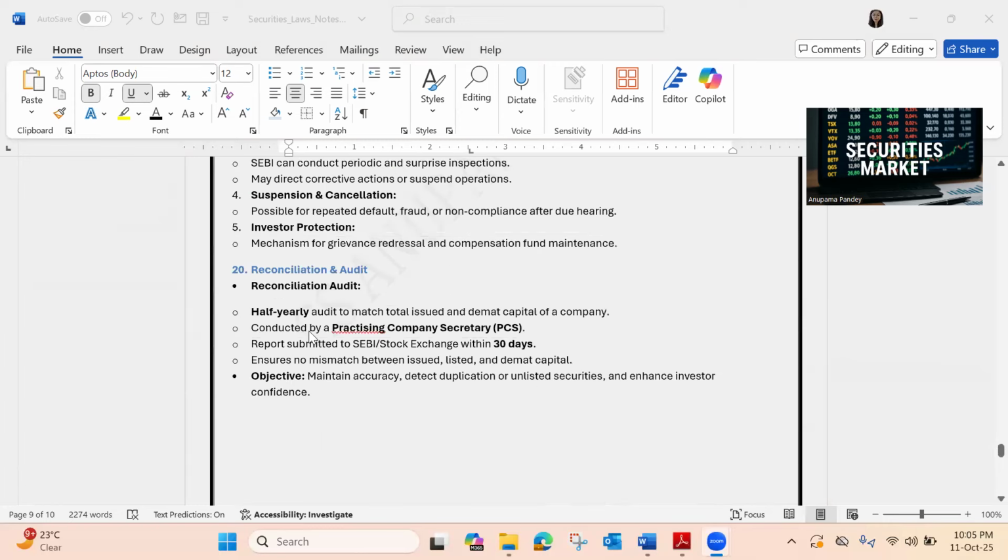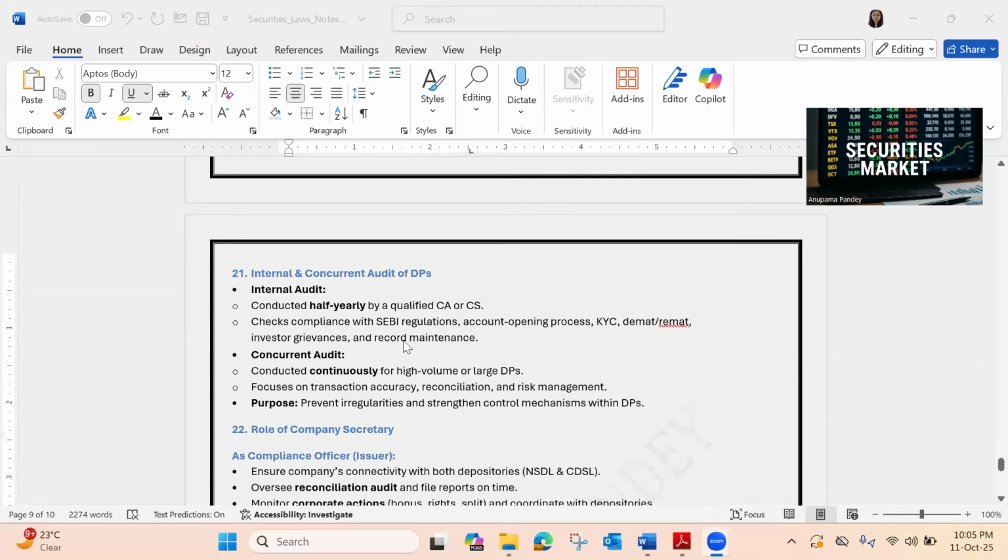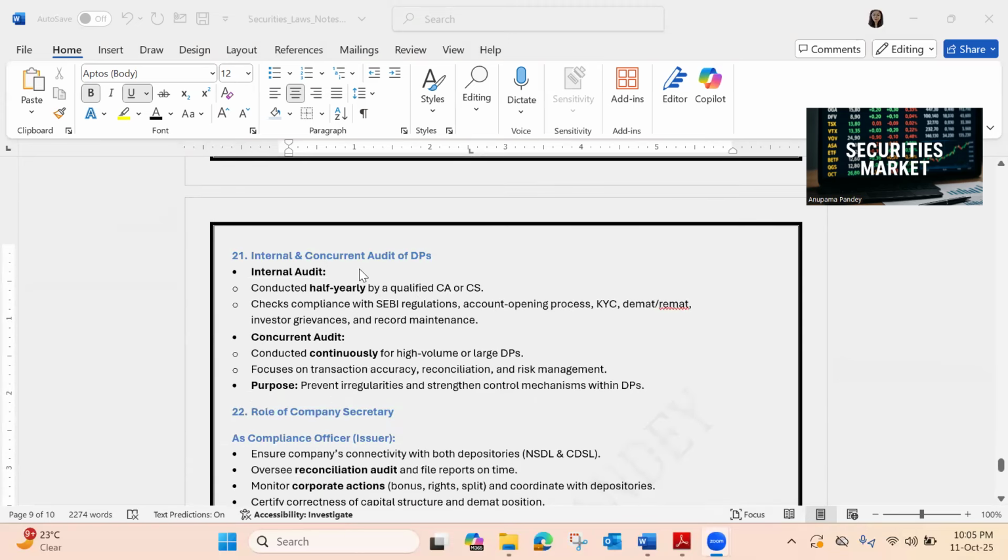So in companies, reconciliation audit is carried. This is very important. This is done half yearly by the PCS, submitted to the stock exchanges within 30 days of half year end. It ensures no mismatch between the issued, जो कंपनी ने इशू किया है, जो स्टॉक एक्सचेंज पे लिस्टेड है, और जो डिपॉजिटरी के पास वहां पे डीमेट कैपिटल दिख के आ रहा है. ओके, तो उसमें कोई भी हमारा मिसमैच नहीं है, that is detected in here. And internal and concurrent audit is for the DPs. तो डीपीएस का होता है.